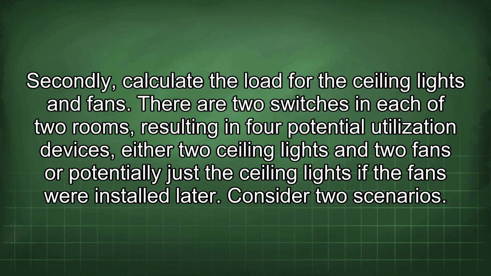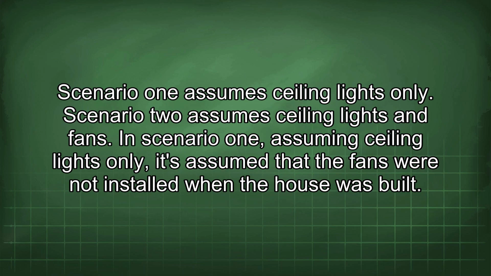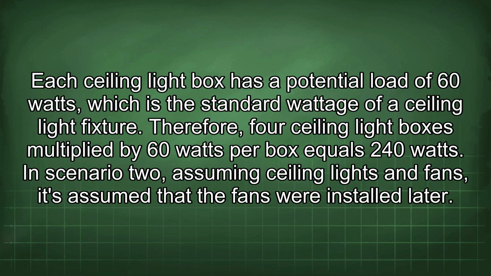Consider 2 scenarios. Scenario 1 assumes ceiling lights only. Scenario 2 assumes ceiling lights and fans. In Scenario 1, assuming ceiling lights only, it's assumed that the fans were not installed when the house was built. Each ceiling light box has a potential load of 60 watts, which is the standard wattage of a ceiling light fixture. Therefore, 4 ceiling light boxes multiplied by 60 watts per box equals 240 watts.